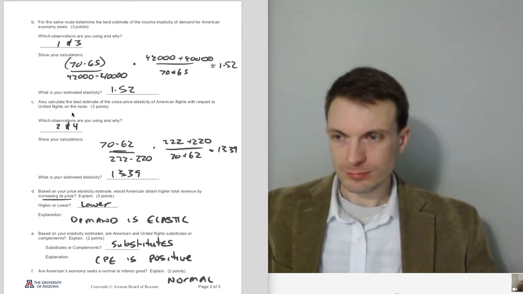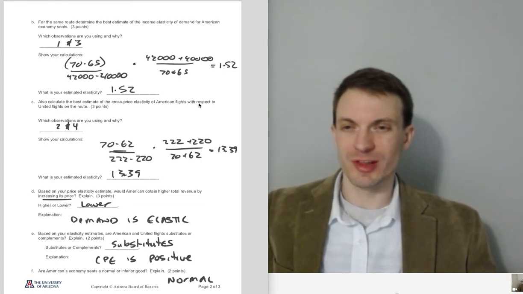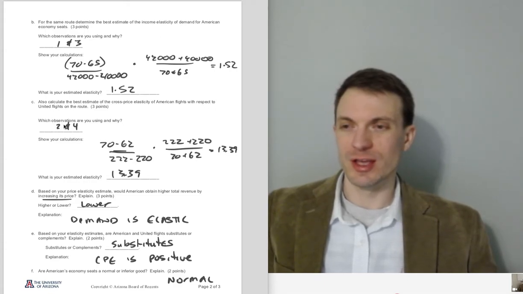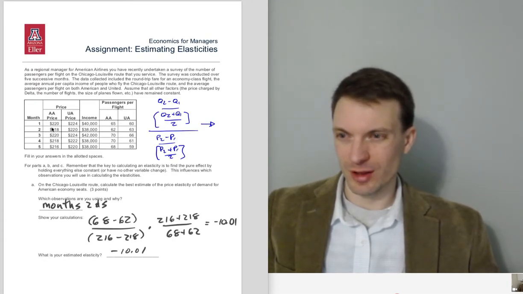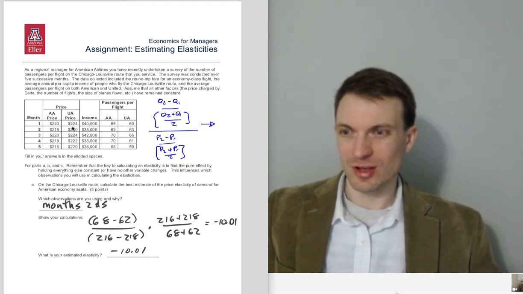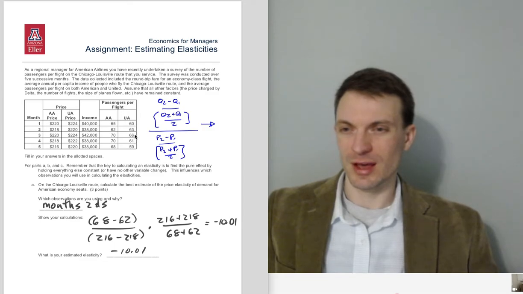Okay. Calculate the best estimate of the cross-price elasticity for American flights with respect to United flights. Here again, we only want the quantity and the price to change. So let's look at months 2 and 4, because if we have months 2 and 4, well, American Airlines' price doesn't change, but the rival's price changes. United Airlines' price changes between months 2 and 4. And what about quantity? Yeah, quantity changes.